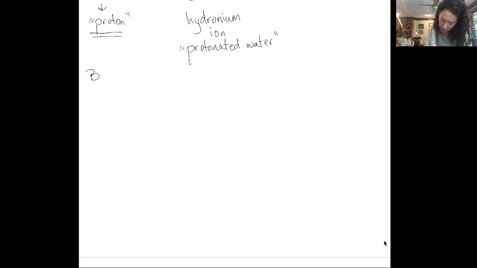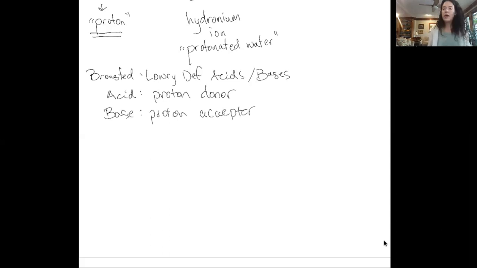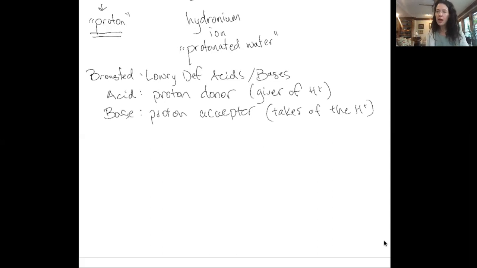If we look at the Bronsted-Lowry definition of acids and bases, we see that an acid is a proton donor and a base is a proton acceptor. So the acid is the giver of the hydrogen, and the base is the taker of the hydrogen. That's the way you would visually see that in a reaction.